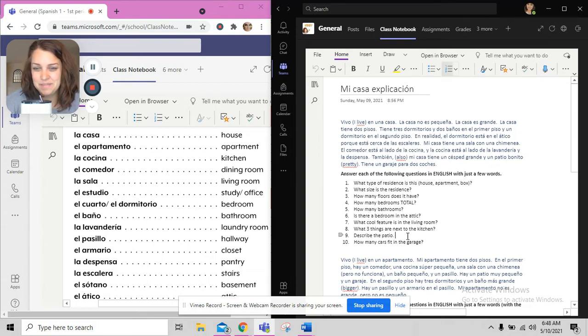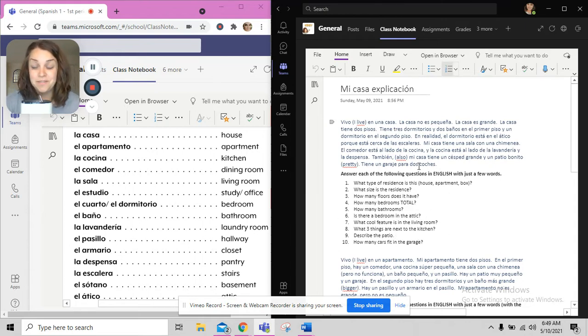All right, so go ahead and type that. And then number 10 says how many cars fit in the garage. So find the word for garage. It's a cognate, meaning it looks the same in English and in Spanish. And how many cars can fit in there? Okay.